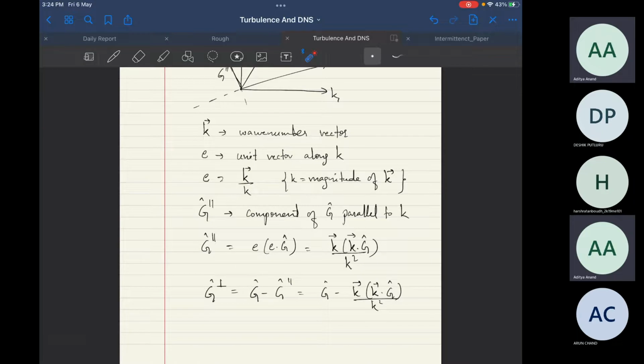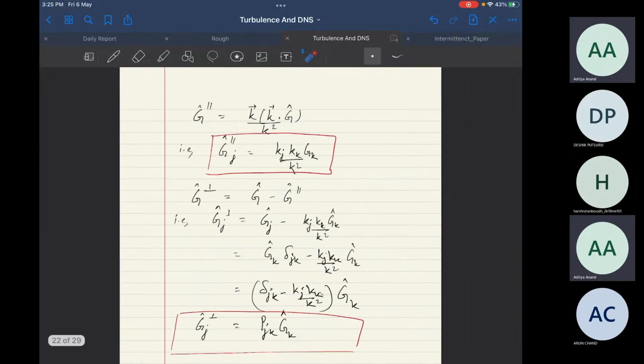So your component parallel to k would be, and you'll get that by taking a dot product of g with the unit vector along k. This gives you the magnitude of this parallel component, and again you multiply it with e to give the direction. Instead of e, you can write it as k vector by k. So this gives you an expression for the component of g which is parallel to the wave number vector, and the component which is perpendicular to this vector can be obtained by taking the difference between these two. So you get g minus this thing.